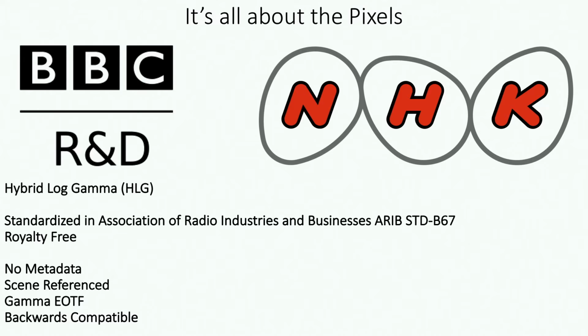The other big distinction between HLG and PQ HDR is there's no metadata at all. It's a scene reference-based signal system. It's still gamma, and like as I said, it's backwards compatible. So any questions on HLG?